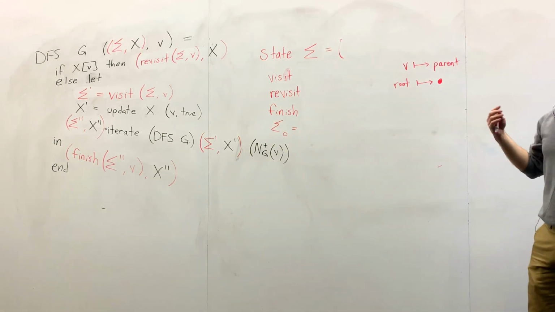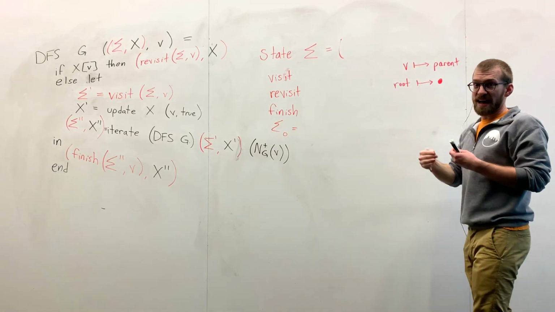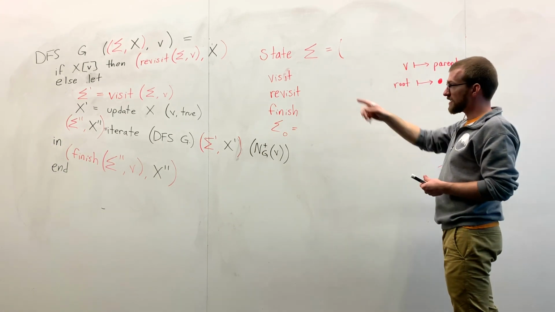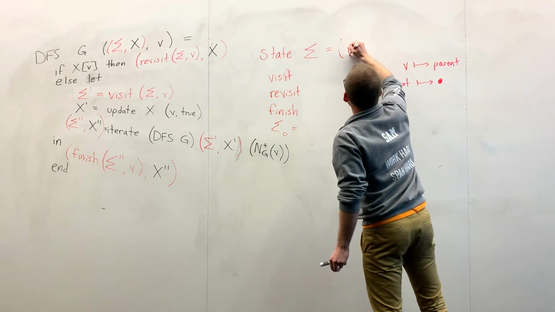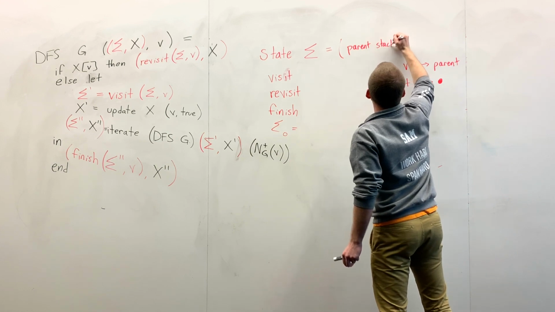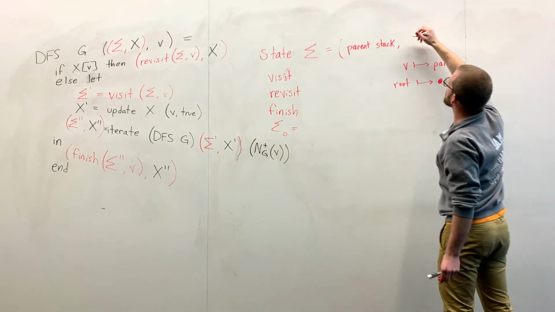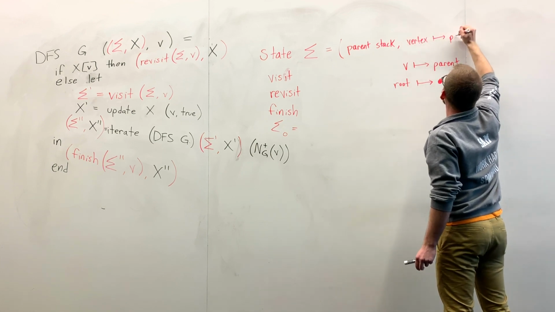But we're actually going to need another piece of data, which is going to be a stack of parents. And we'll see how this works when we actually walk through the code. But what we're going to have is a parent stack. And we're going to have this vertex to parent mapping.